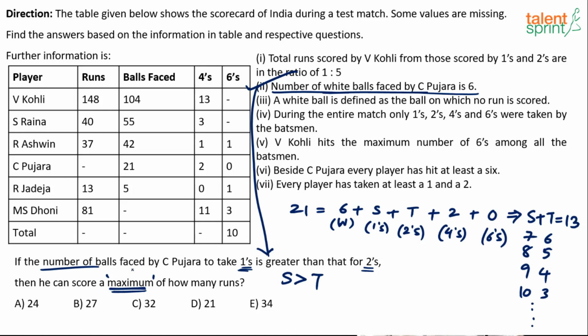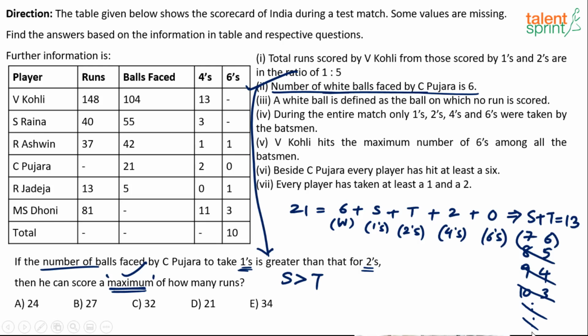But since I want the score to be maximum, I would rule out all these cases, eliminate all the cases. I'll consider 7 singles and 6 twos. That way my score will be maximum. Yes or no? Suppose he has taken 7 singles, 7 runs, 6 twos, 12. 7 plus 12, 19. But if you take 8 singles and 5 twos, 8 singles is 8 runs, 5 twos is 10 runs. So 18. 9 singles and 4 twos, 4 twos is 8 runs, and this is 9 runs, 17.